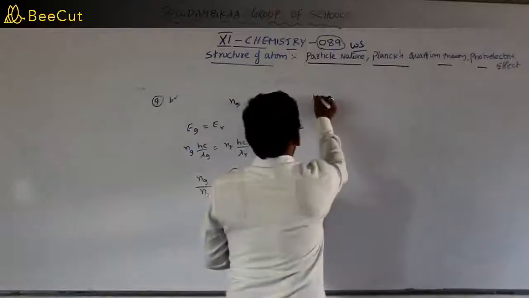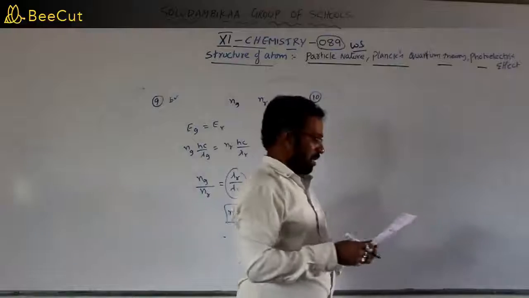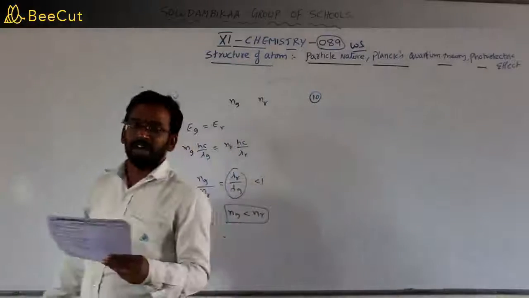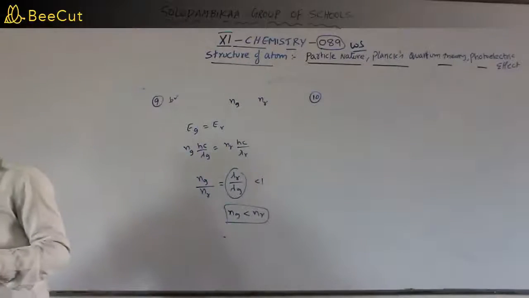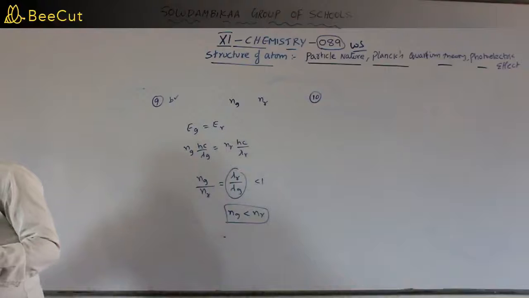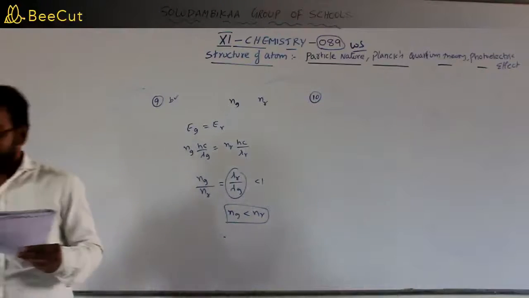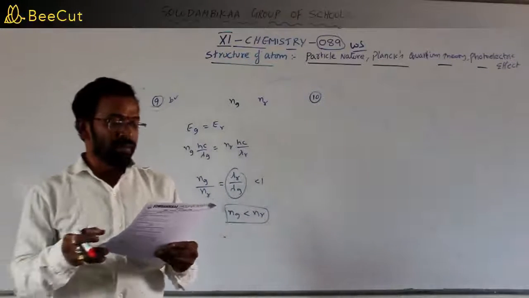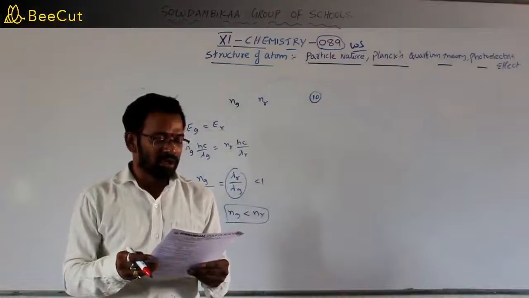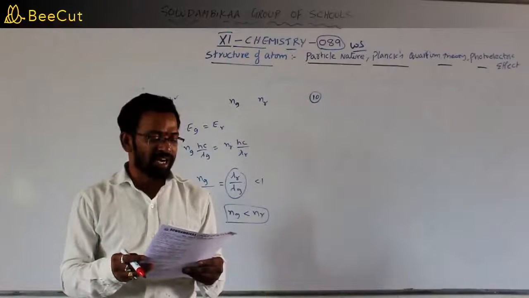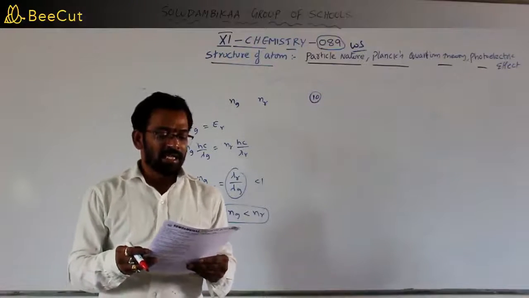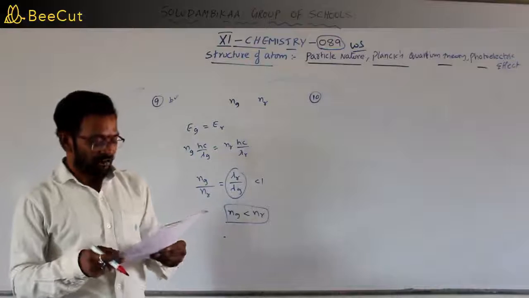Next, question number 10. A dye emits 50% of absorbed energy as fluorescence. If the number of quanta absorbed and emitted are in the ratio of 1:2 and its absorption of radiation is at a wavelength x, then the wavelength of emitted radiation will be.